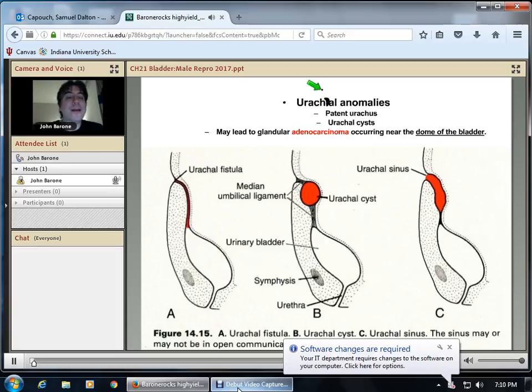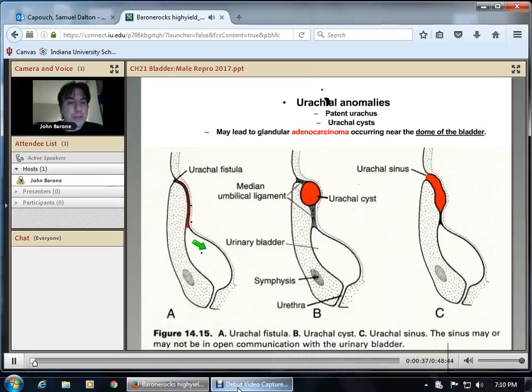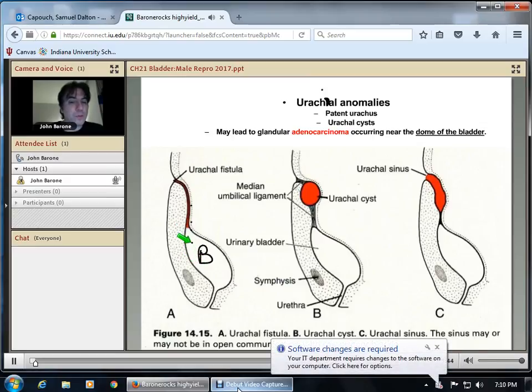So urachal anomalies. Well, the urachus normally is supposed to connect the belly button, the umbilicus, all the way to the bladder dome. So here's the bladder where the urine is. And so now the urine should be able to drain through here to the belly button and into the umbilical cord. So that's the urachus. Now it's supposed to obliterate. It's supposed to go away, obliterate.